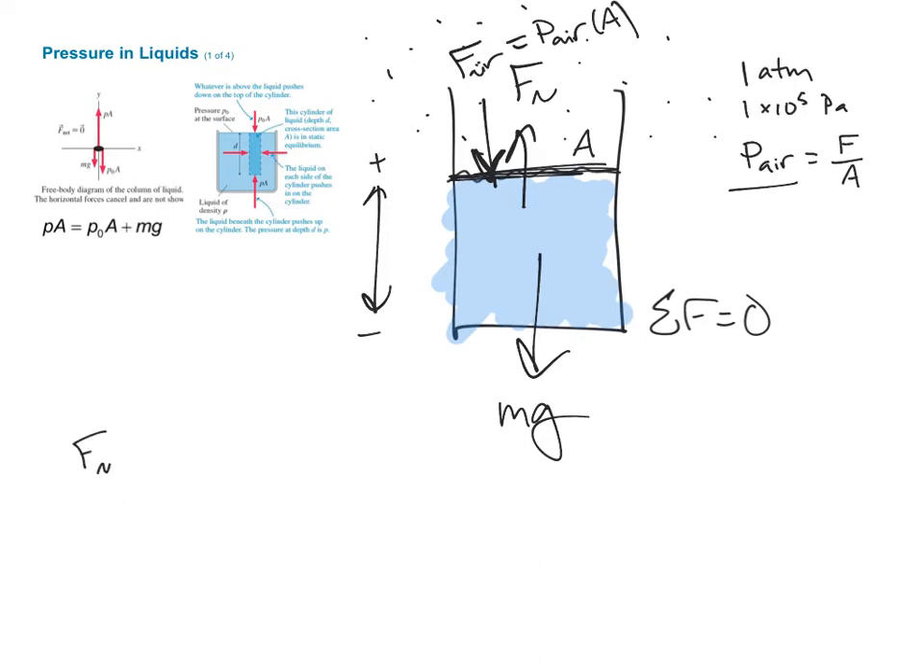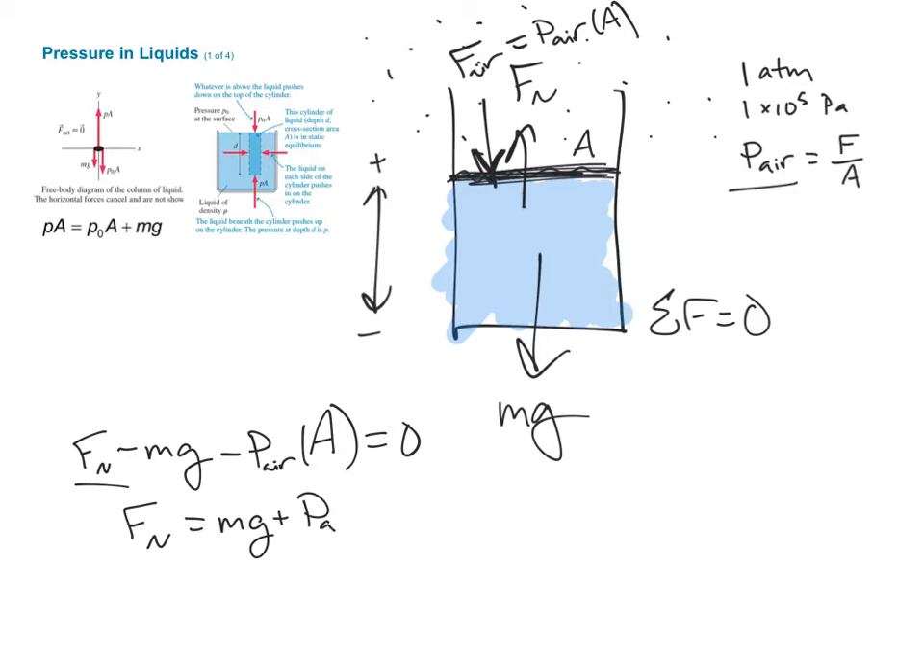You don't really know anything about Fn other than it's the force that's supporting the water. And going down, you've got mg minus mg. You also have the force from the air, which we said is the pressure from the air times the area, the surface area at the top of the cup. So that's a minus P of air times A equals 0. So you can rearrange this equation to find the normal force. You say normal force equals mg plus pressure of the air times the area.